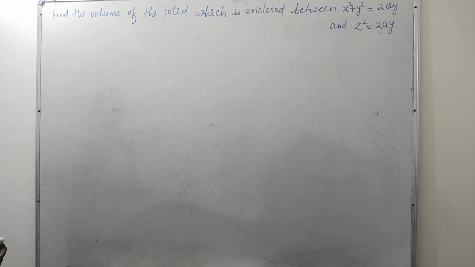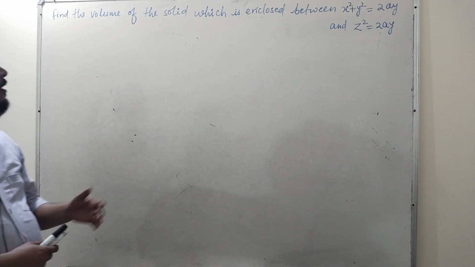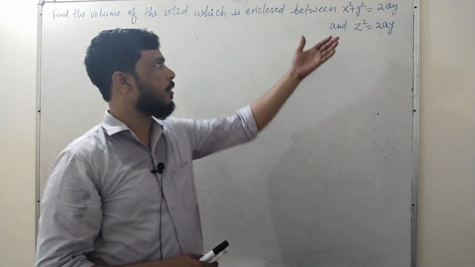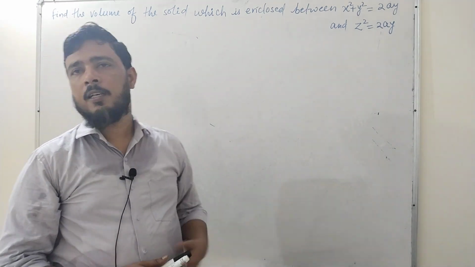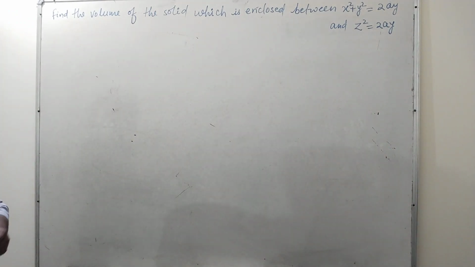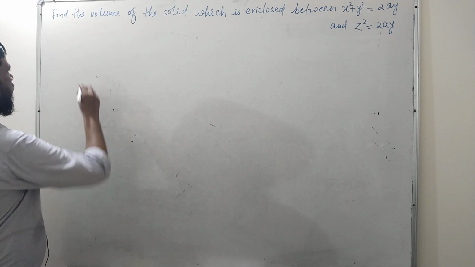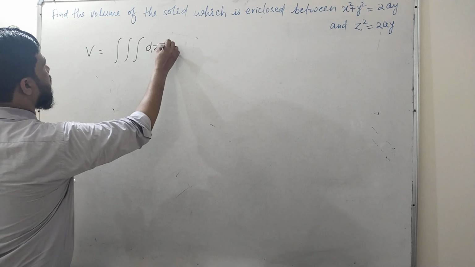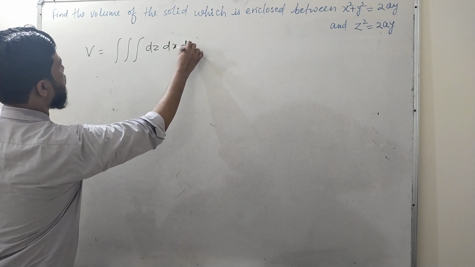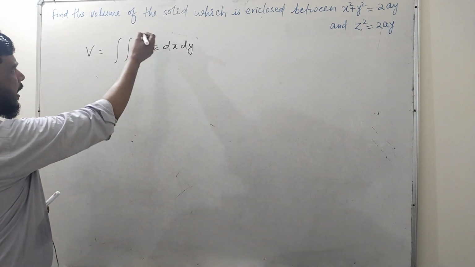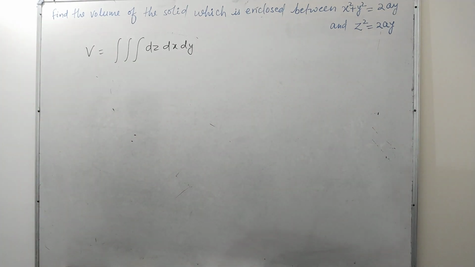Yes, here in this question we have to find the volume of a solid enclosed between x² + y² = 2ay and z² = 2ay. For this we will use the triple integration method. In the triple integration method, volume is equal to the triple integral of dz dx dy. Then we have to decide the limits of z, x and y.